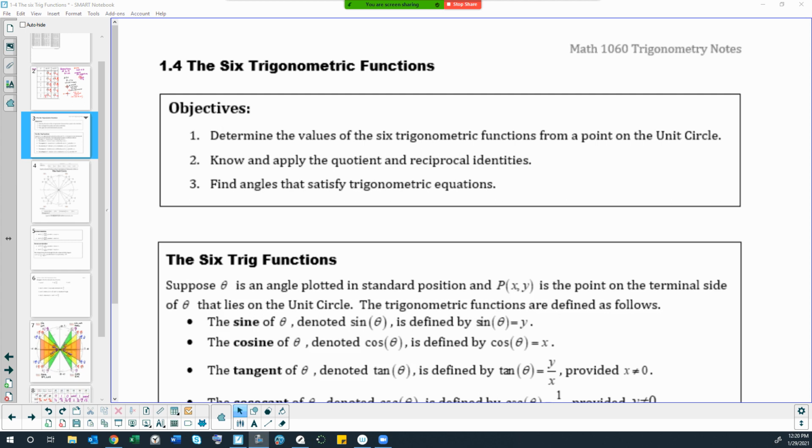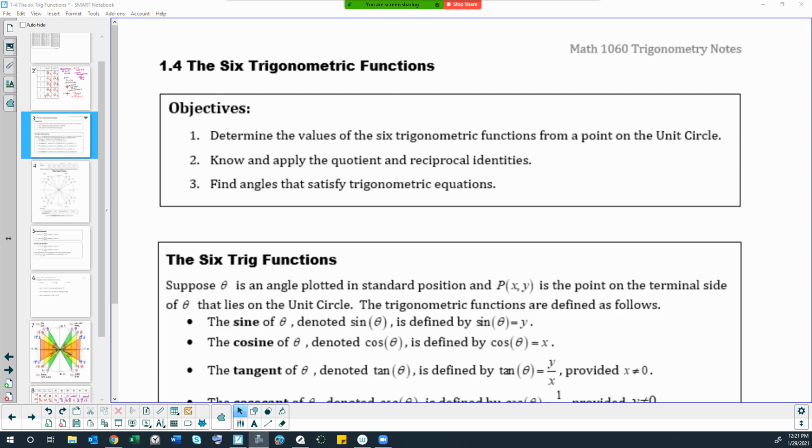Okay. 1.3.4, the six trigonometric functions. So determine the values of the six trigonometric functions from a point on the unit circle. So in section 1.3, we learned about the unit circle, and we learned that sine is y and cosine is x. And so we learned how to find those points and how to find sine and cosine. Well, it's time to take those values and find all of the others: tangent, cosecant, secant, cotangent.